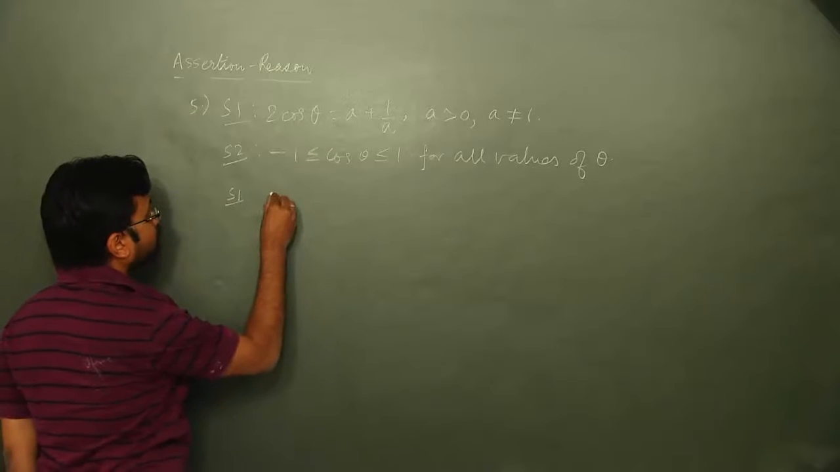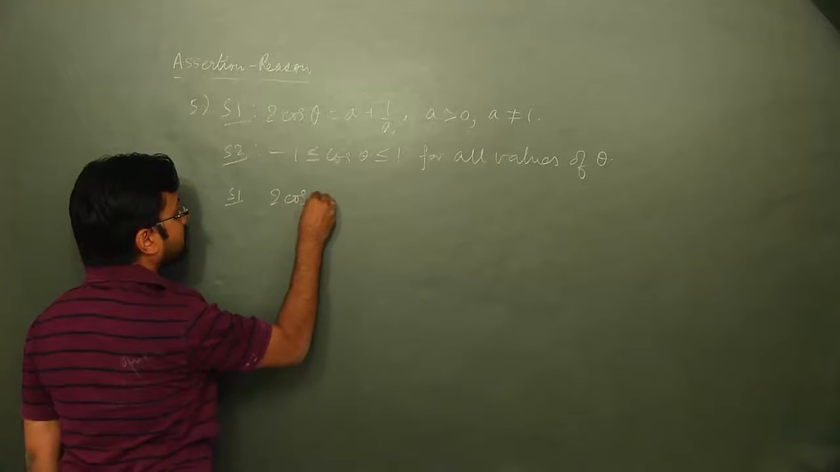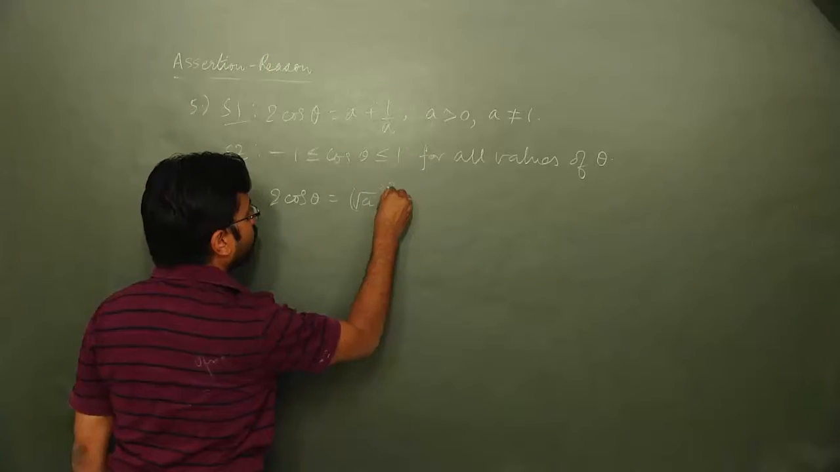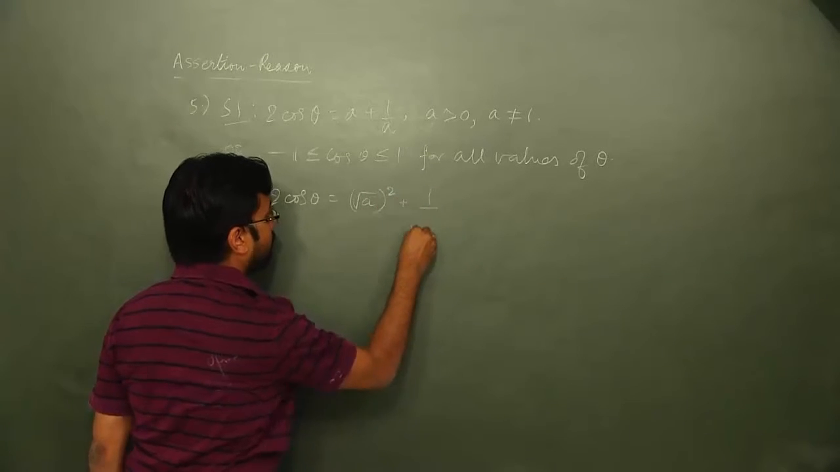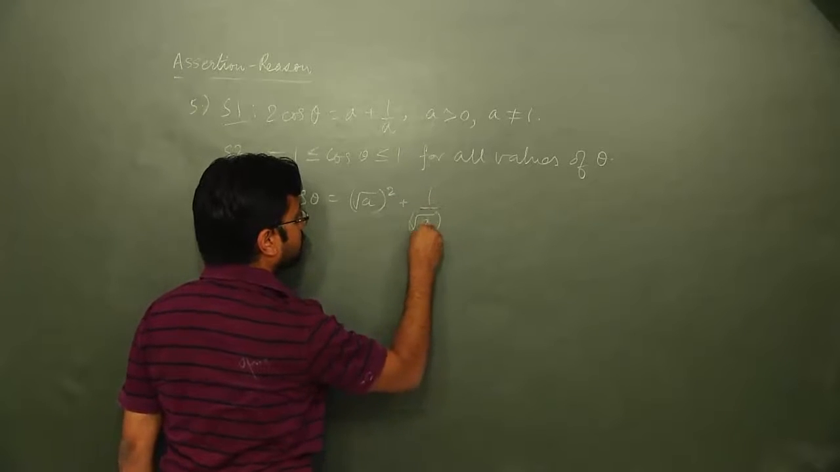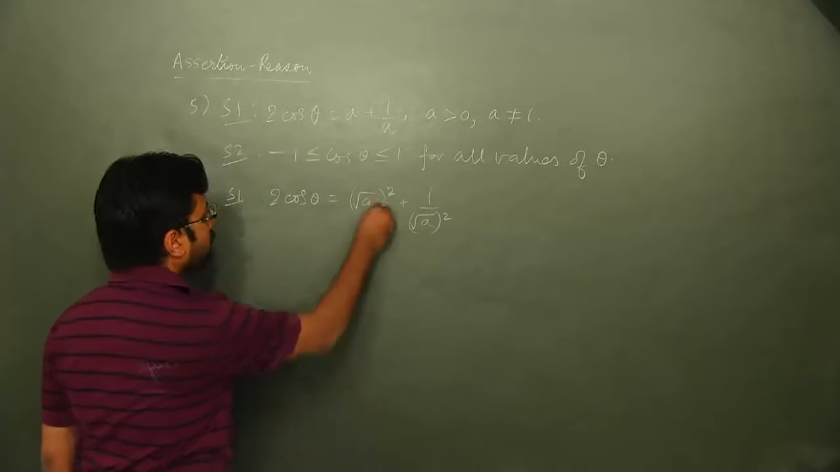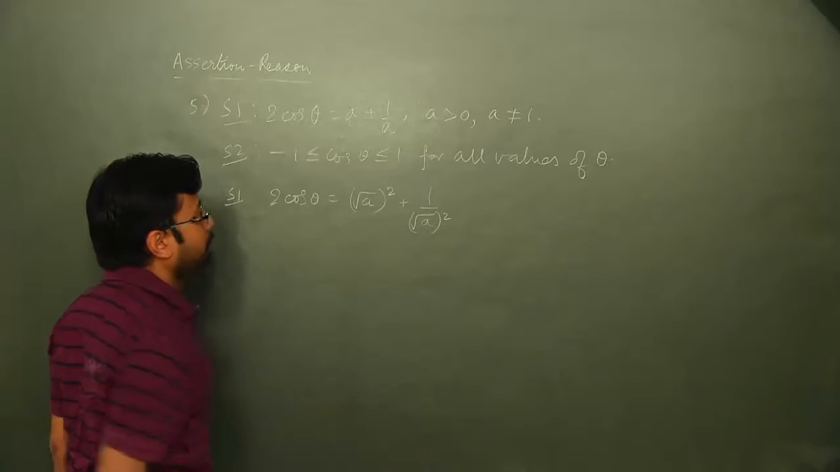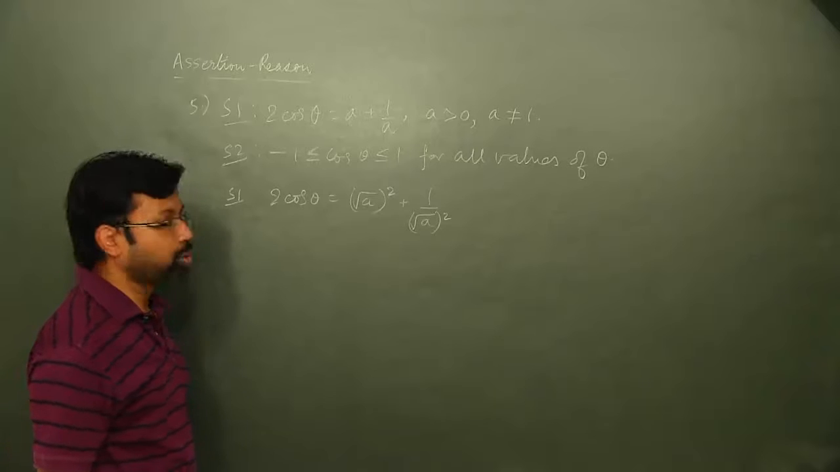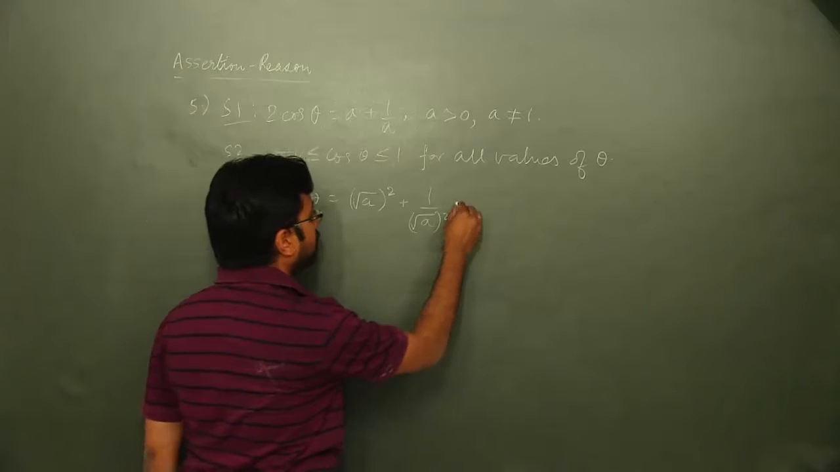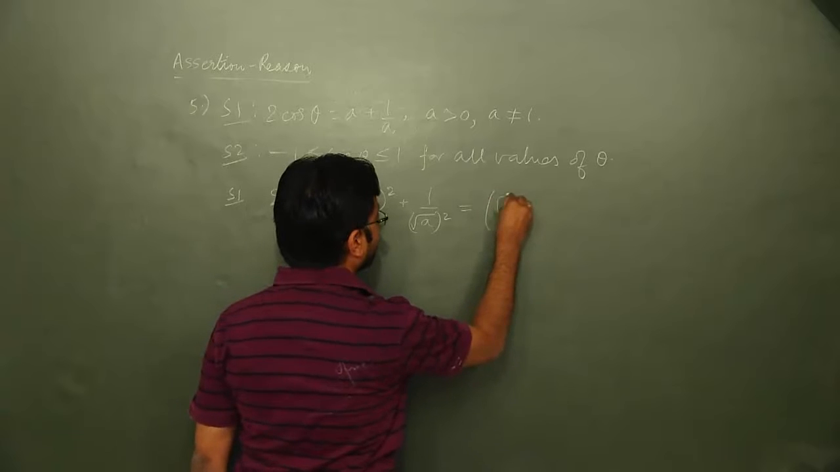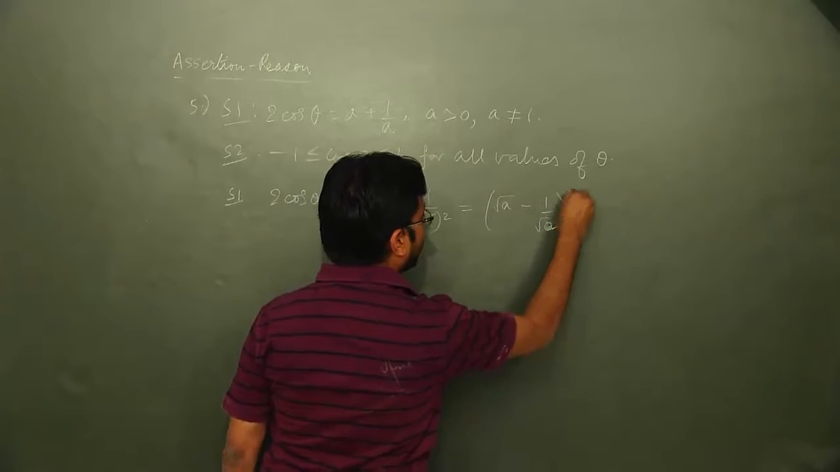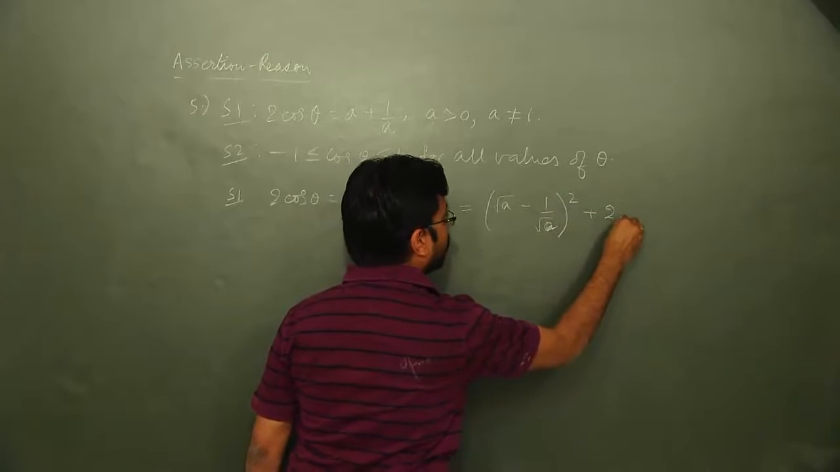It says 2 cos theta is equal to a plus 1 by a, which can be written as root a square plus 1 by root a square. Can it be written like this? Root a square will be a, so you get the same thing. And this is of the form a square plus b square. So what is a square plus b square? It is a minus b whole square plus 2ab.